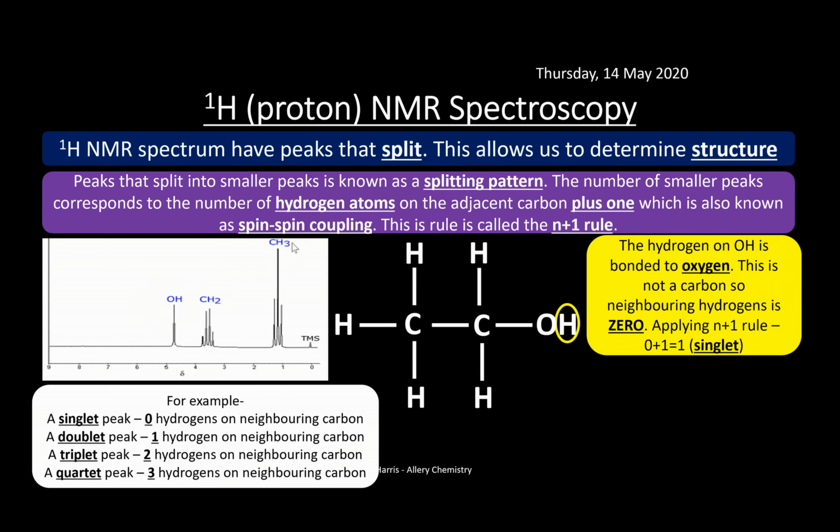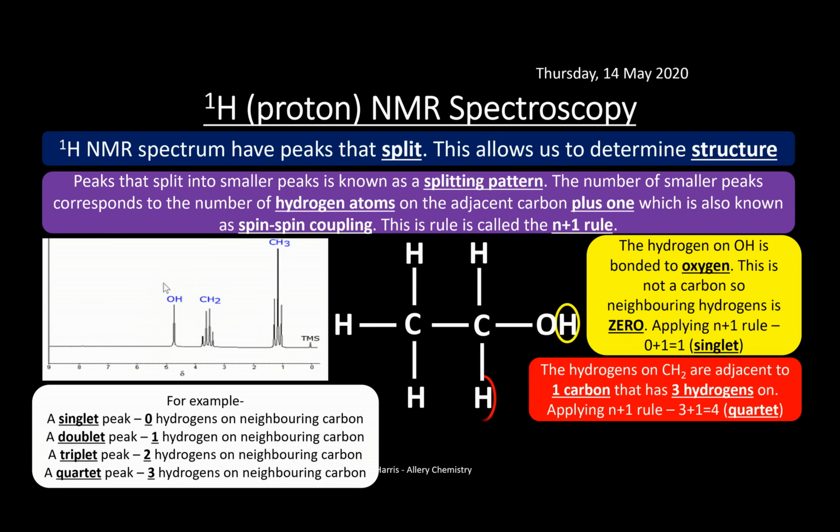So the hydrogen on the OH is bonded to the oxygen. Okay, so this is not a carbon. That's the first criteria. If it's not bonded to a carbon, straight away that is a singlet peak. So the neighbouring hydrogens is 0. If we apply this n+1 rule, that's 0, because there's no carbon there. It's not next to any carbon. 0 plus 1 is 1. That's a singlet. So in fact, that's what we get. We get a singlet peak that's been generated because of the hydrogen on the OH. Okay. So let's have a look at another one.